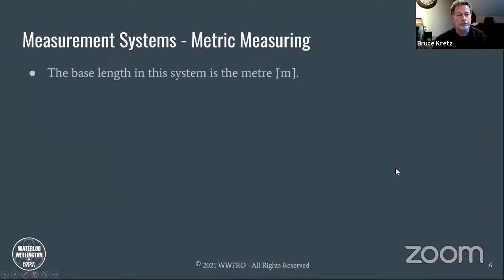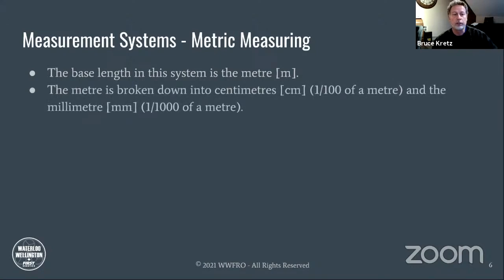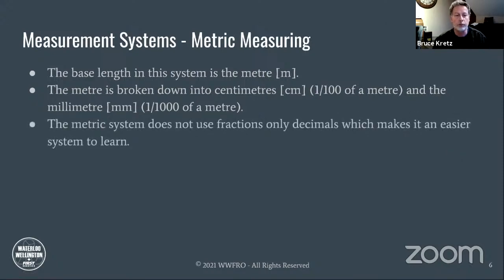So the metric system. The base length in this system is the meter. A meter is broken down into centimeters, cm, 1/100th of a meter, and the millimeter, 1/1000th of a meter. The terms centi and milli are actually Latin terms. Centi means 100, milli means 1000. The metric system does not use fractions, only decimals, which makes it an easier system to learn and to some extent an easier system to use.